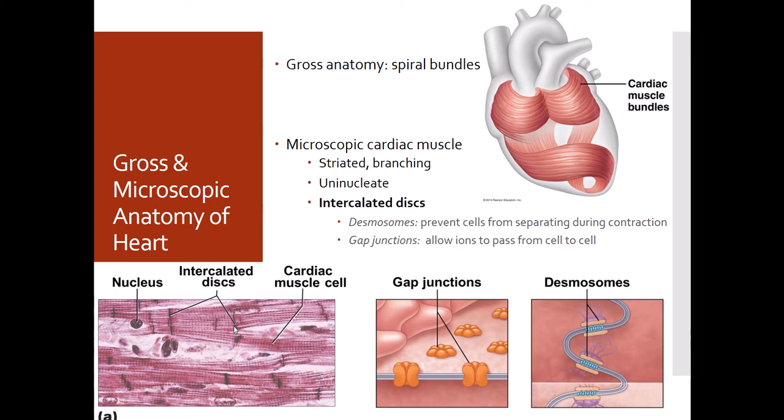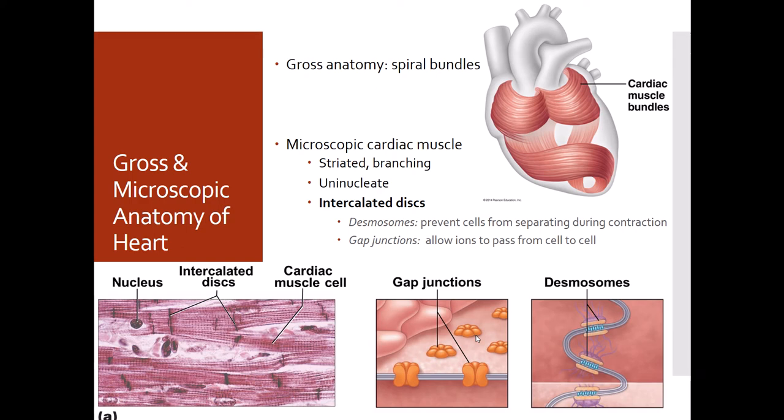They have two things in them. They have desmosomes, which act like Velcro, and they have gap junctions. So the desmosomes prevent the cardiac muscle cells from separating as the heart pumps, and the gap junctions allow ions from one cardiac muscle cell to very quickly move to another cardiac muscle cell, so that the cells can transmit information from one cell to the next very easily. It allows the heart to function as a unit.